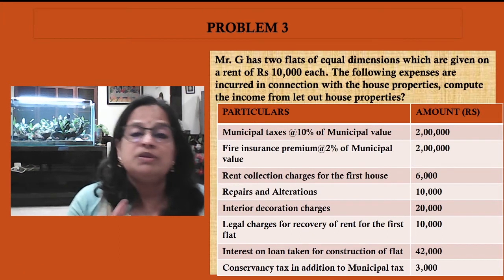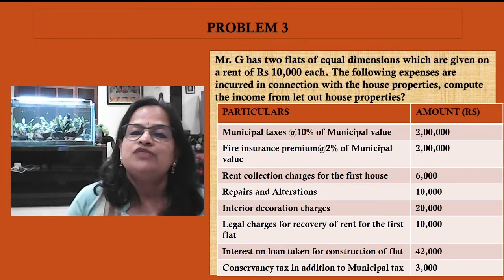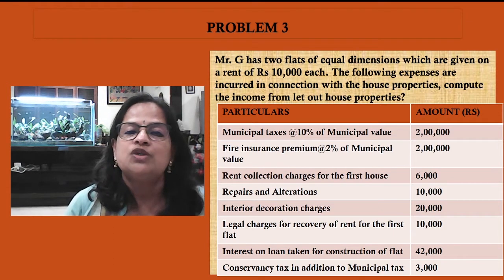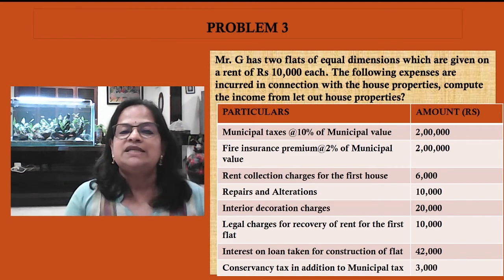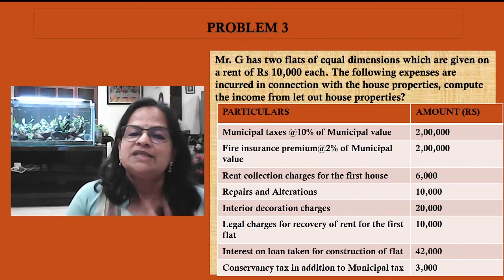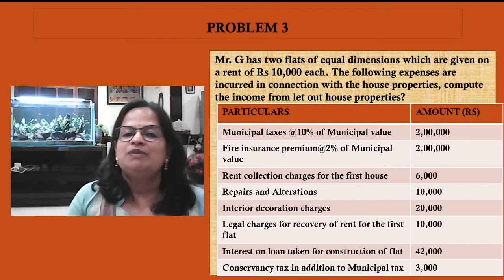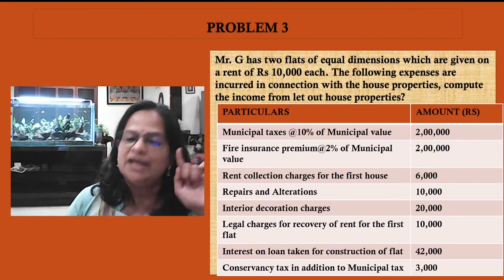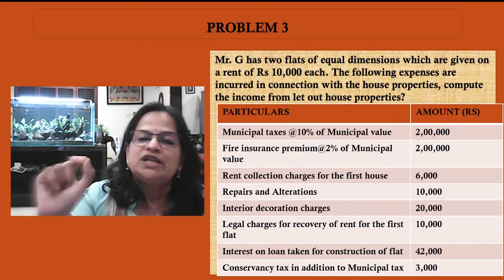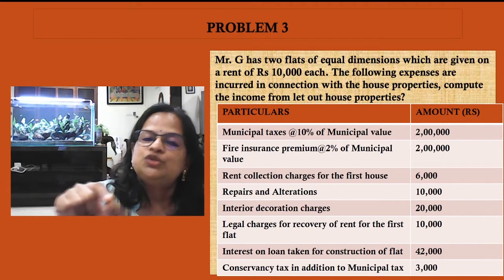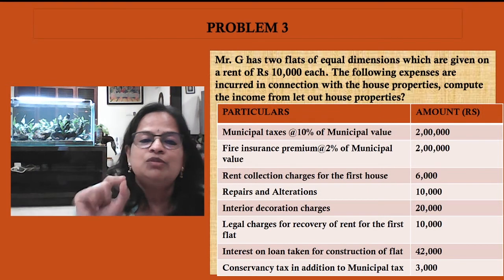Now problem 3, Mr. G, 6 problems we are doing in this module. So problem 3, Mr. G has 2 flats of equal dimensions which are given on rent of rupees 10,000 each. Following expenses are incurred in connection with the house properties. Compute income from let out house property. 2 flats is giving. So municipal taxes at the rate of 10% of municipal value. So municipal tax value is directly not given in the problem. You have to calculate. So 2 lakh is the municipal value. 10% of that will be the municipal tax.